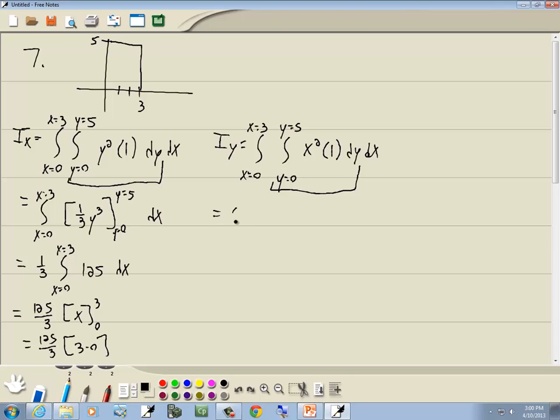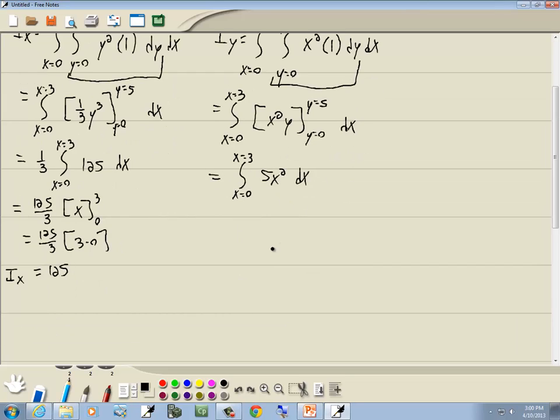So we're going to do that one. We've got x is equal to 0 to x is equal to 3, and that becomes, integrate with respect to y, there is no y, so this becomes x squared y from y is equal to 0 to y is equal to 5 dx. Now if we plug these in for y, plug 5 here, we get 5x squared. Plug 0 in here, we get 0x squared. So this becomes the integral from x equals 0 to x equals 3 of 5x squared dx.